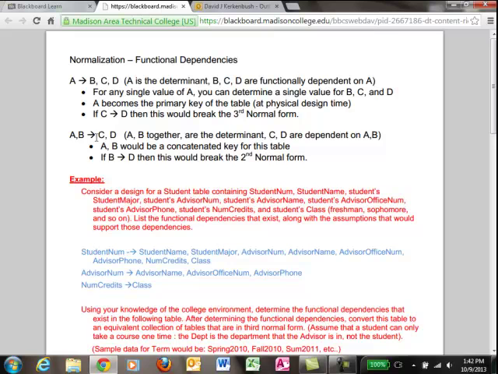This second example is very similar. I'll go through this a little quicker. A and B together are the determinant. C and D are dependent on A and B. That means for any single value that you put in A and B together, you could determine a single value for C and a single value for D. In this case, A and B would be what's called a concatenated primary key for the table.